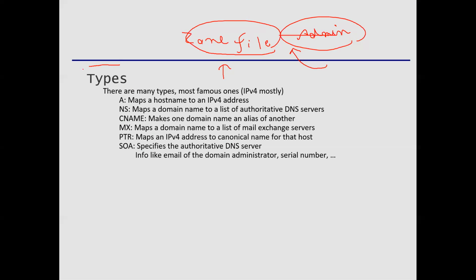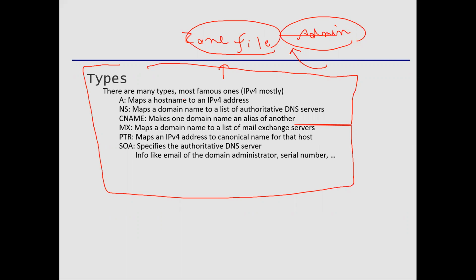So what are resource records? There are different types. One of the famous resource records is the A record. The A record will map your host name to the IP address.